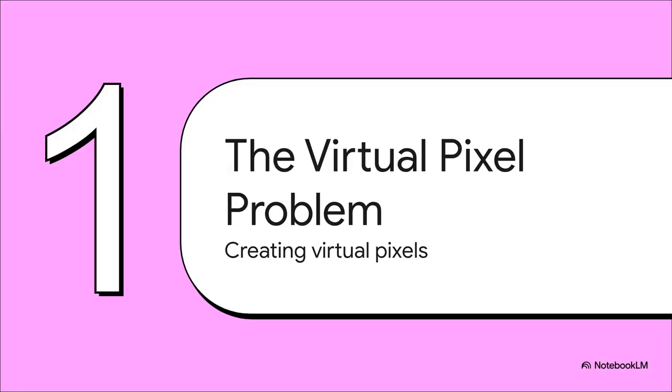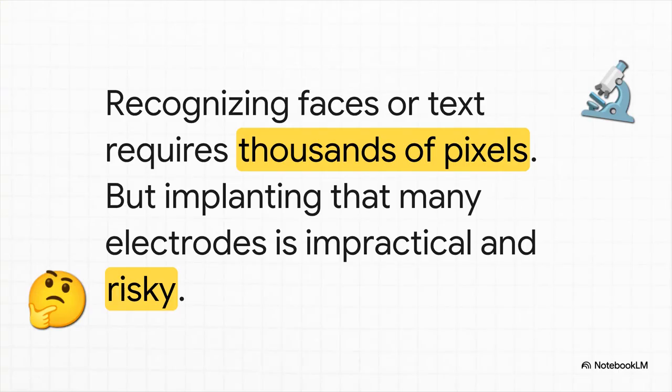Okay, first up, the virtual pixel problem. And this is a classic engineering headache, right? How do you create a high-resolution image when you have a very, very limited number of physical parts to work with? I mean, think about it. To do something as basic as recognizing a loved one's face or reading some large text, you need thousands and thousands of pixels. But trying to implant that many individual electrodes into somebody's brain, it's not just impractical, it's incredibly risky.